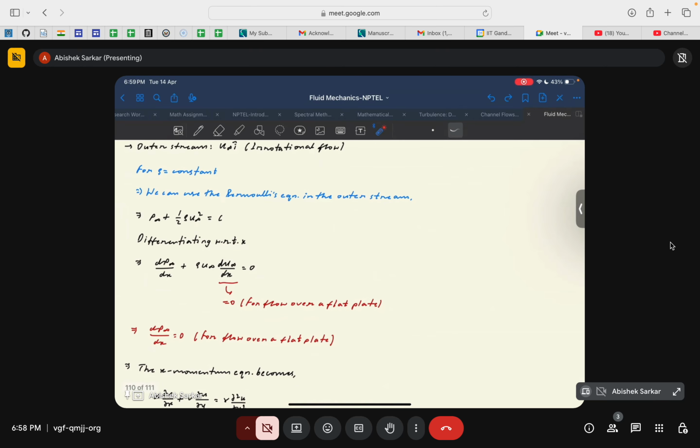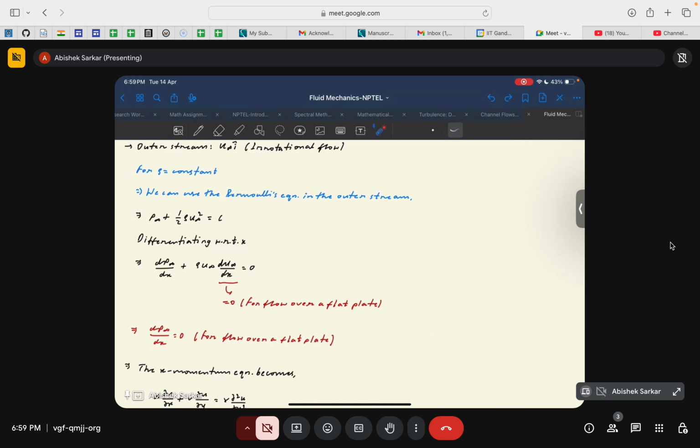Now since u infinity is constant in the inviscid region, it's not a function of x or anything, it's just a constant value, so then du infinity by dx is equal to 0, which essentially tells us that dp infinity by dx is also equal to 0. Basically pressure is constant. The pressure at the free stream has a constant value and does not vary along the x direction.